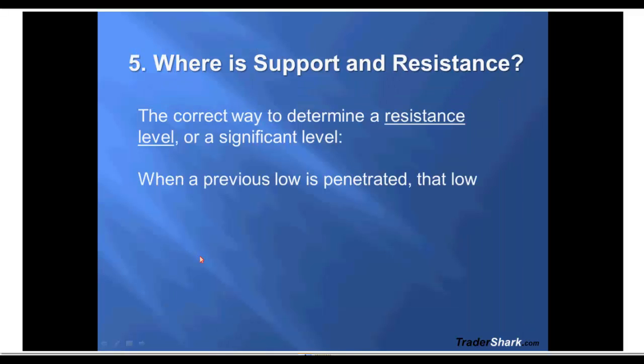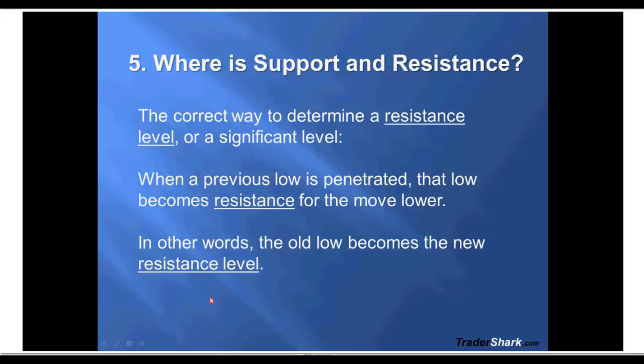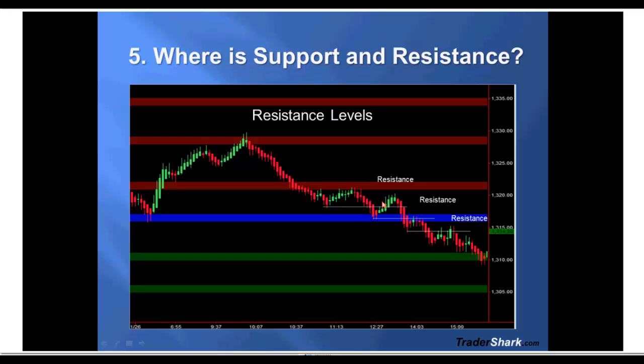The correct way to determine a resistance level or a significant level, the same thing, it's just to the downside. When a previous low is penetrated, that low becomes a resistance level for the move lower. In other words, the old low becomes the new resistance level. Let's look at it. Does it make sense? Everybody thought this was resistance. These are the resistance levels. So as price action works its way lower and it breaks those levels, it becomes a resistance, but you want to be aware for future reference, this is how the professionals are moving the market. They're moving it on stocks the same way. That's how they know where they're placing their stops. That's why the megaphone pattern is working so effectively against traders like this.